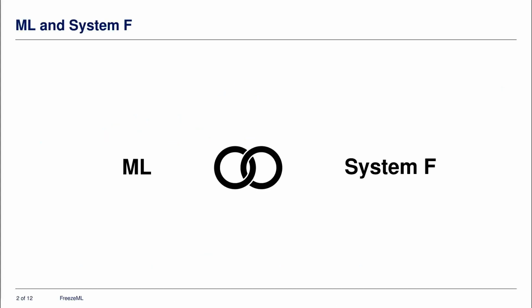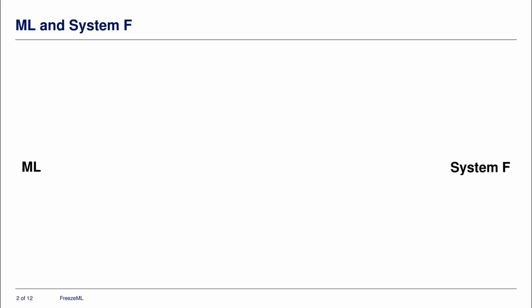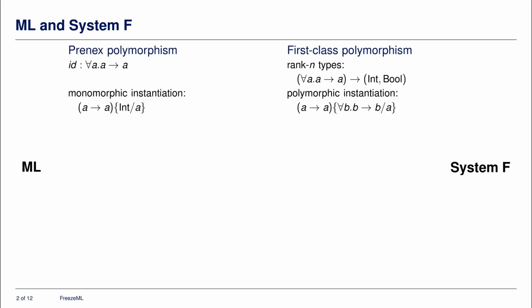I want to get started by discussing the general idea of combining ML and first-class polymorphism, or rather combining ML and SystemF, because that's a prominent language that supports first-class polymorphism. So let's get started by revisiting the differences between the two languages. If you look at ML here on the left, it supports only prenex polymorphism. That means it's perfectly possible to type the polymorphic identity function, which has the type for all types A to A. But quantifiers can only occur at the top level of a type.